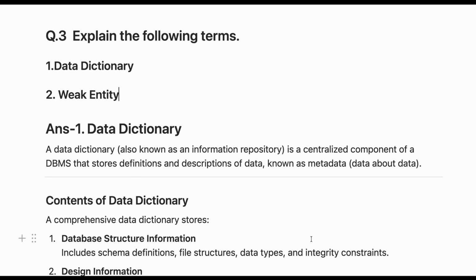A data dictionary, also called an information repository, is a centralized component of a DBMS that stores metadata. Metadata means data about the data. In simple words, we can say that it contains complete information about the structure and details of the database. Now let's look at the contents of this data dictionary.